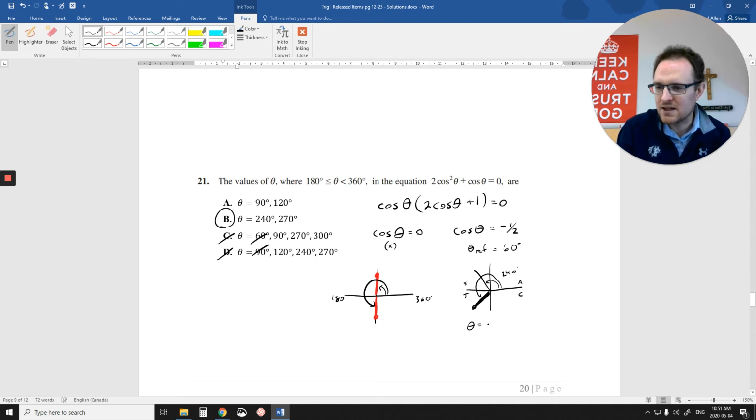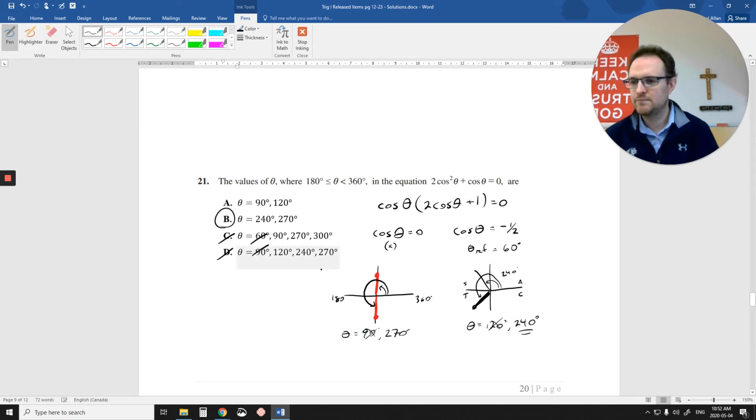Actually, I'm going to write both my answers down here. So I get 120 and 240. Beyond. So this is my answer. Here I get 90 and 270. I'll cross out the 90 because it's beyond my domain. Cool.